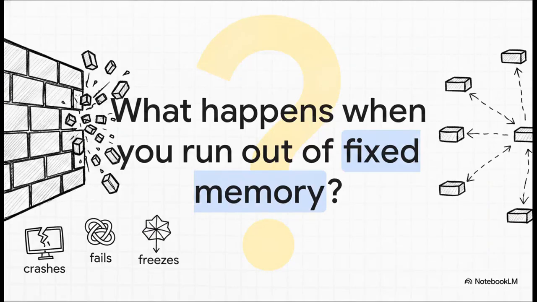Picture this. You're building a program, right? And you've assigned a strictly contiguous block of allocated memory for your data. But suddenly, bam, a massive surge of new data comes in. So what happens when your program hits that rigid wall and runs out of fixed memory space? It crashes, it fails, it completely freezes. Traditional static memory simply can't adapt on the fly, and in modern computing, that lack of flexibility is a massive problem. We literally need a way for our memory to expand and connect dynamically, exactly when we need it.